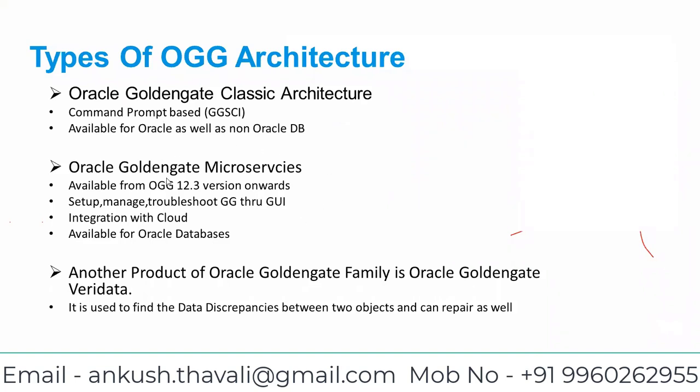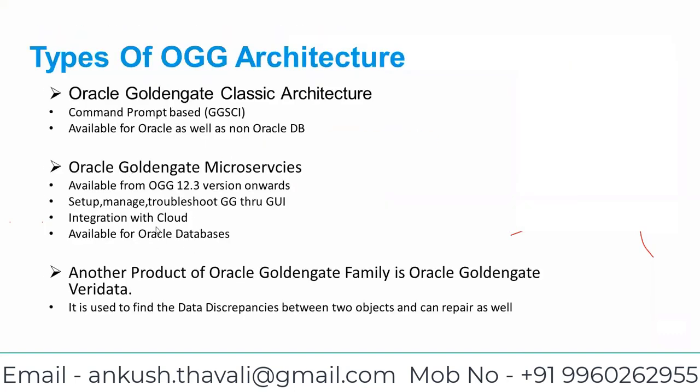From 2017, you have a new architecture available, which is called microservices. Microservices architecture is available from Oracle Golden Gate 12.3 version onwards. It allows you to set up, manage, troubleshoot, and configure Golden Gate through a GUI, and it allows for better integration with cloud applications. Now microservices architecture has been launched and things run as a service. It also has a command prompt and it also has a GUI.